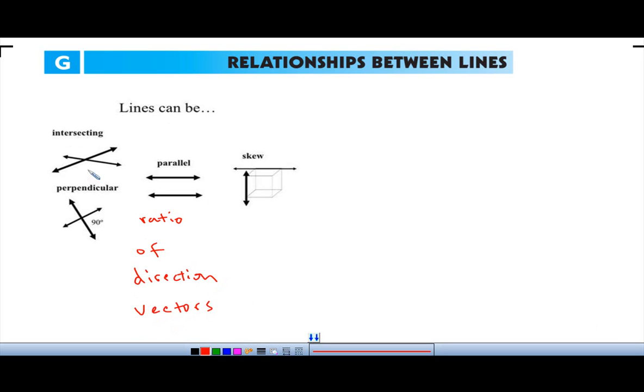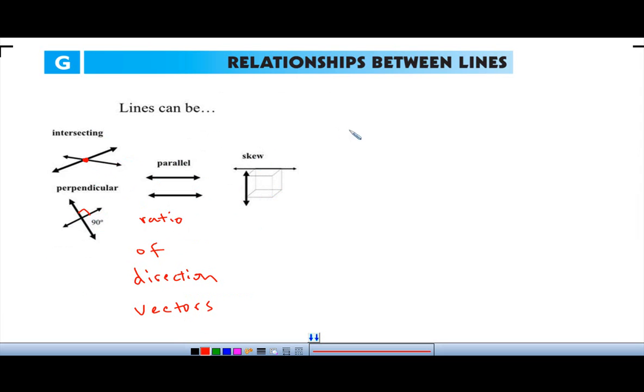Now, if two lines intersect, right? If they intersect, you're going to have a single common point, okay? Now, if they intersect, they might also be perpendicular. In order to test perpendicular, remember we use the dot product, right? Now, if two lines are not parallel and they're not intersecting, then they must be skew, okay? Then they must be skew.